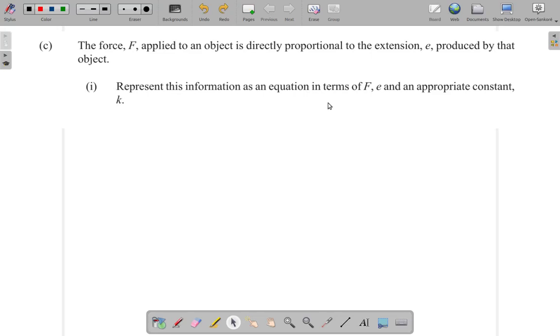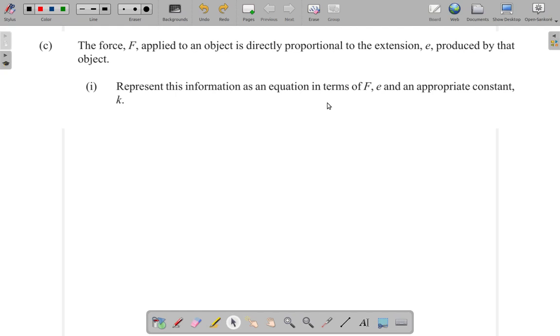Question 2C, part 1. The force F applied to an object is directly proportional to the extension E produced by that object. Represent this information as an equation in terms of F, E, and an appropriate constant K.